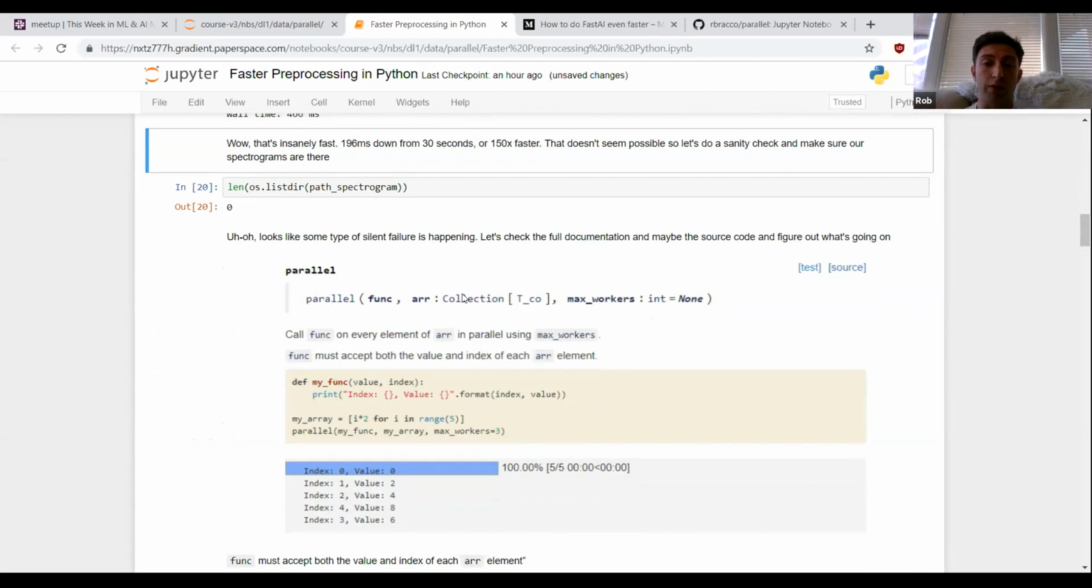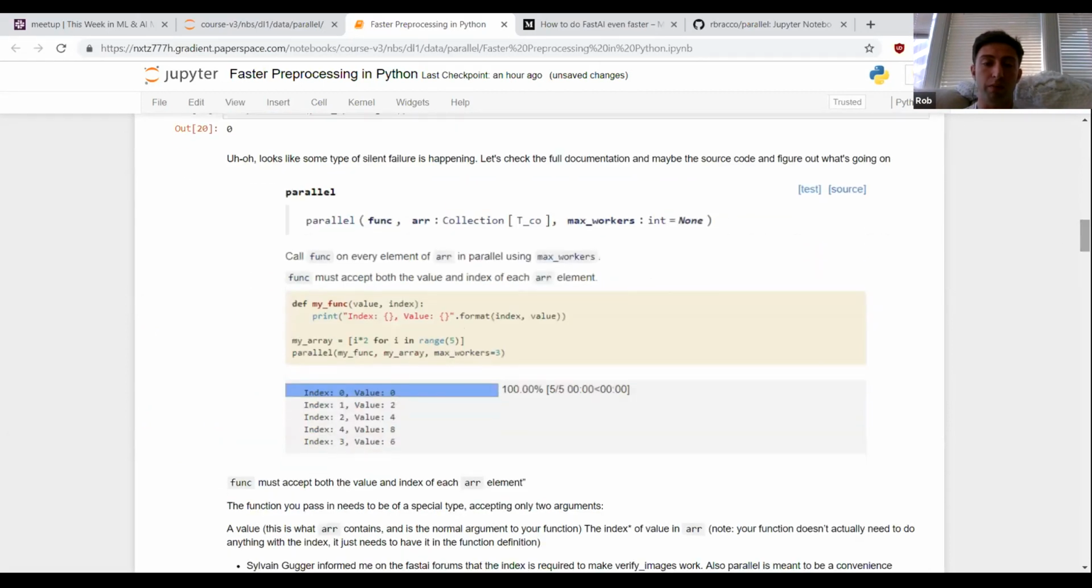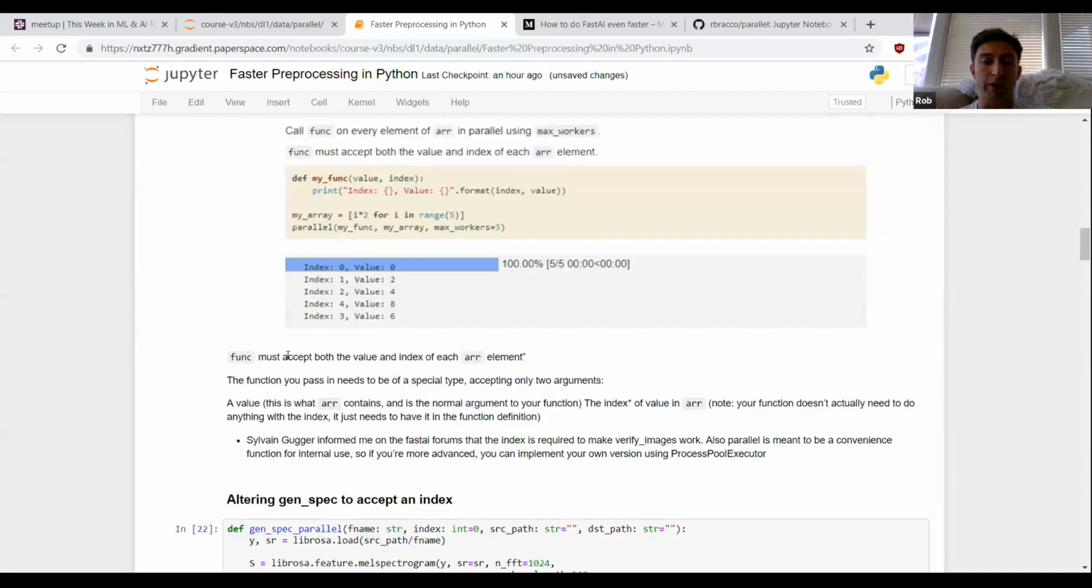So again, here's the full documentation taken from Fast.ai docs. And it will call function on every element of array in Parallel using max workers. That we already knew. But it says function must accept both the value and index of each array argument. So it means that your function, as you can see here, not only must take that 1 argument, but must also take an arbitrary index that it doesn't use. And yeah, I talk about it a bit down here.